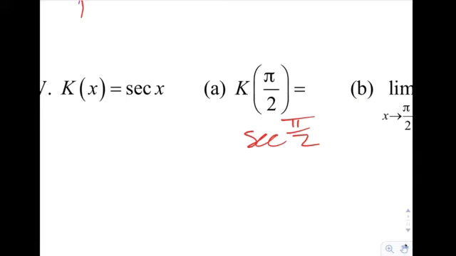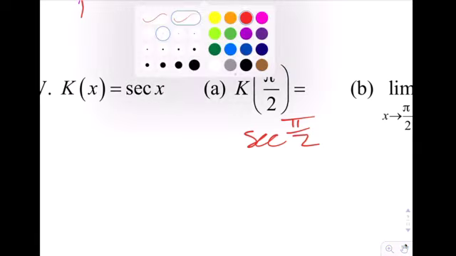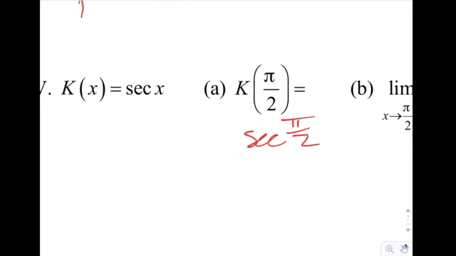No. Yeah, why can we not stop there? It looks like it's a numeric answer, but it's not because it doesn't exist. What is cosine of pi halves? 0. And what's the reciprocal of 0? Infinity, plus or minus infinity. So this one is DNE.